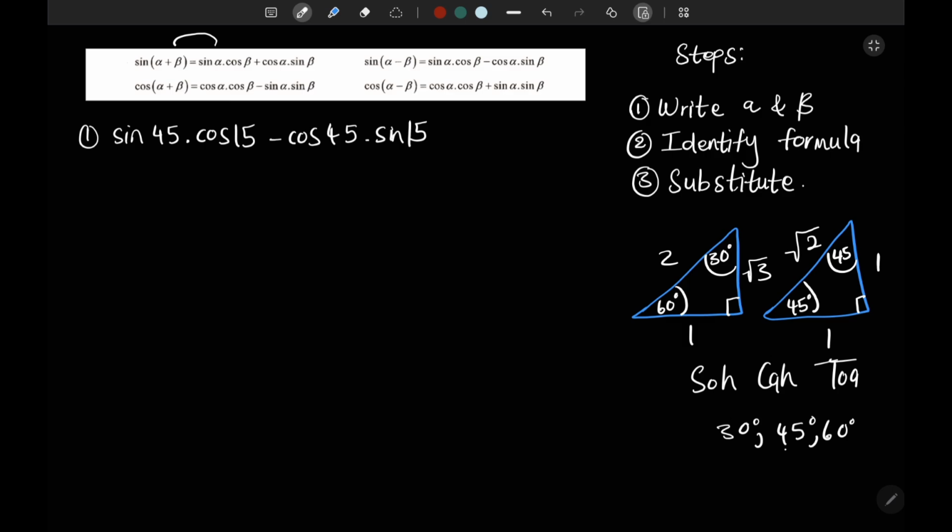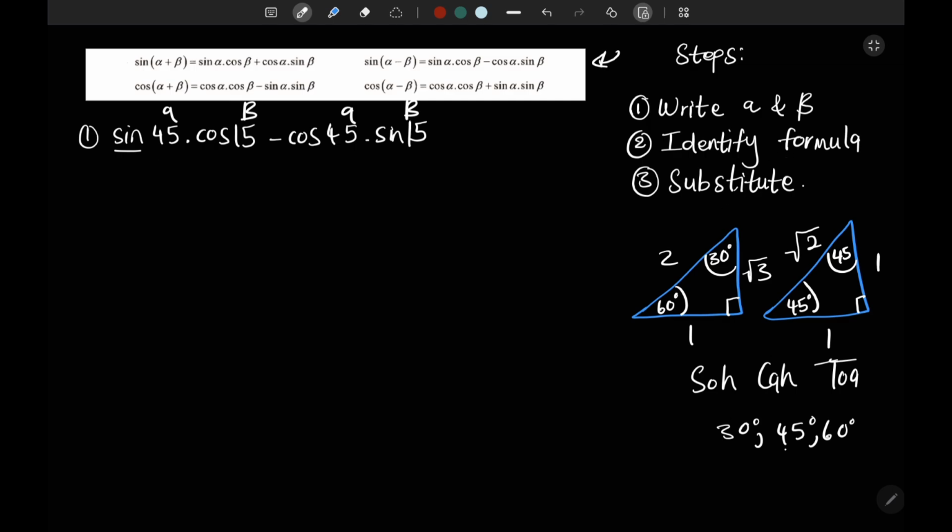Here we have sine 45 times cos 15 minus cos 45 times sine 15. What's the first step? Step 1, write A and B. We have alpha and beta. What's step 2? Identify the formula. So this is basically sine A times cos B minus. Let's look at the first one. We have sine A times cos B plus, so it's not that one. Let's try this one. We have sine A times cos B minus cos A times sine B, so it's definitely that one. We've identified the formula.